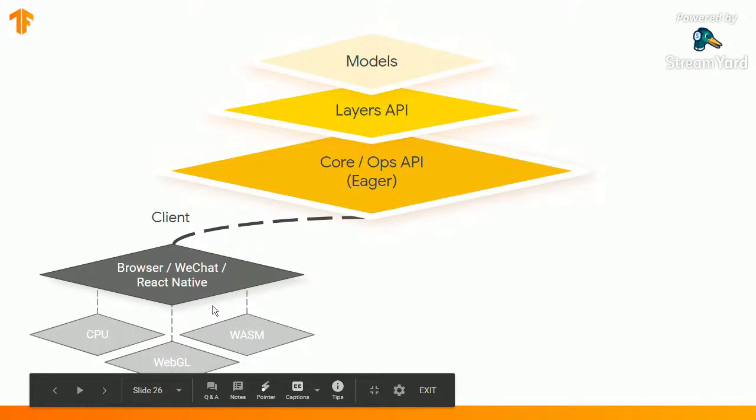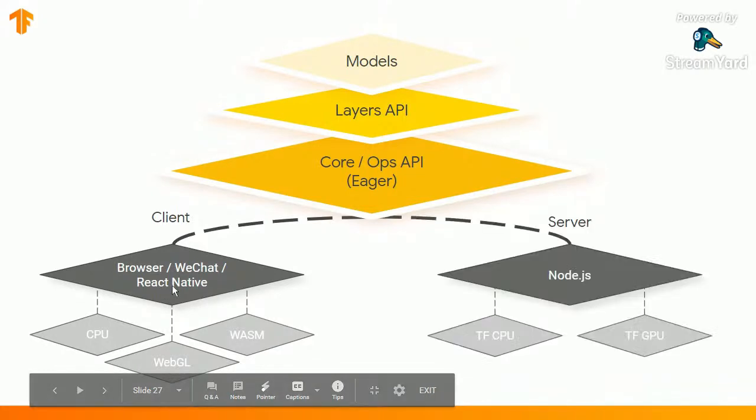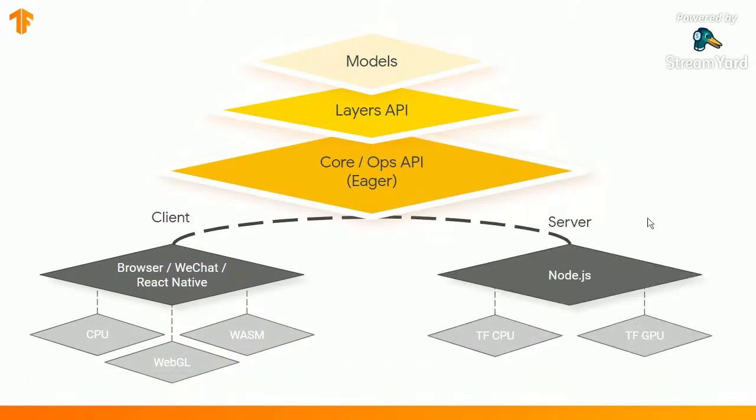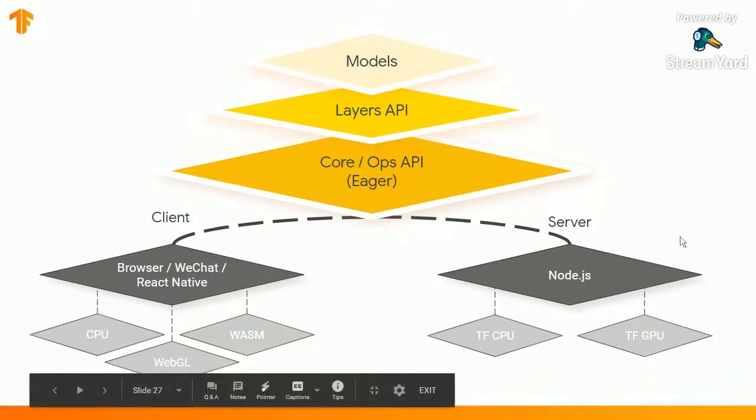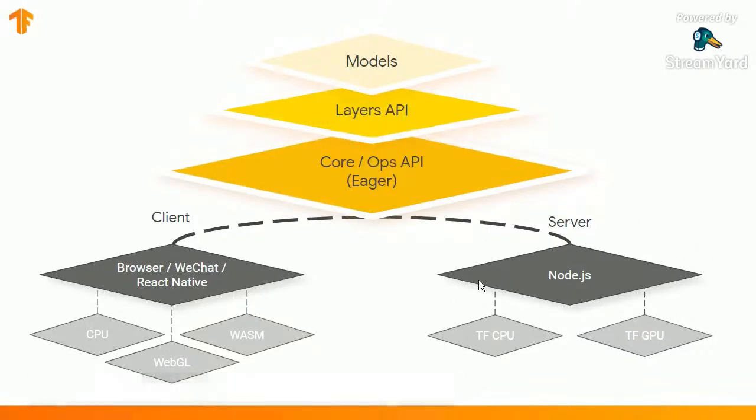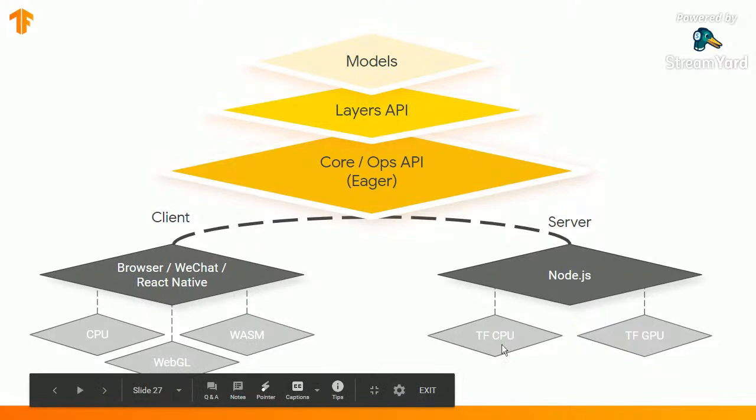So that's pretty cool. And this stack here you see on the left is only for the client side. That means when you're running in the web browser. On the right-hand side, you can see the server-side implementation where you can use Node.js, because this is also JavaScript. You can use Node.js on the server side. And on that, you can actually execute on both the CPU and GPU as well, just like you can do in Python-based TensorFlow.